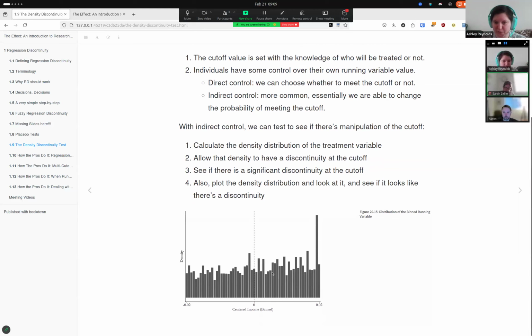So this figure 20.15 here is an example of that where we really don't see any sort of difference in the density function right around 0. There is this fun little blip over to the side, and I haven't dug into it, but I'm like, oh, I wonder what's going on there. But it doesn't actually matter for this particular analysis.